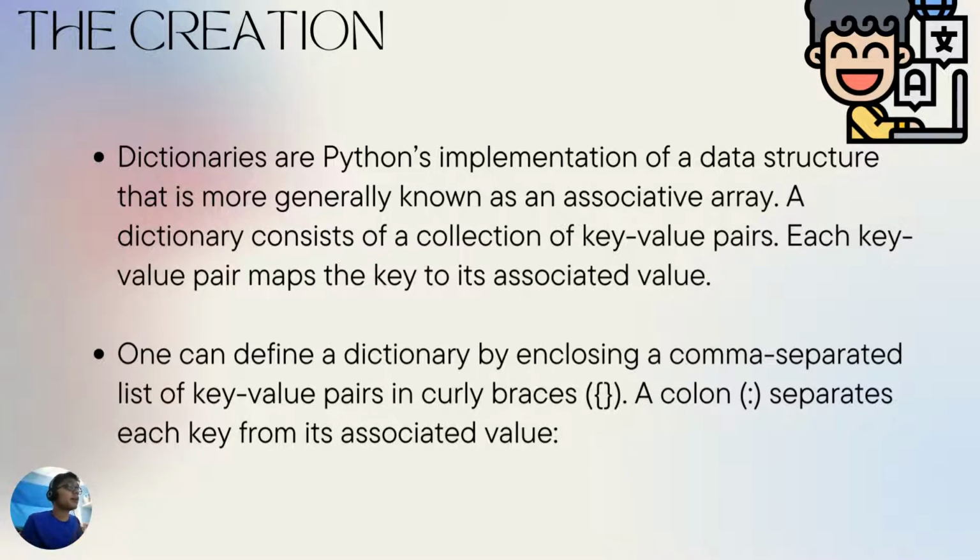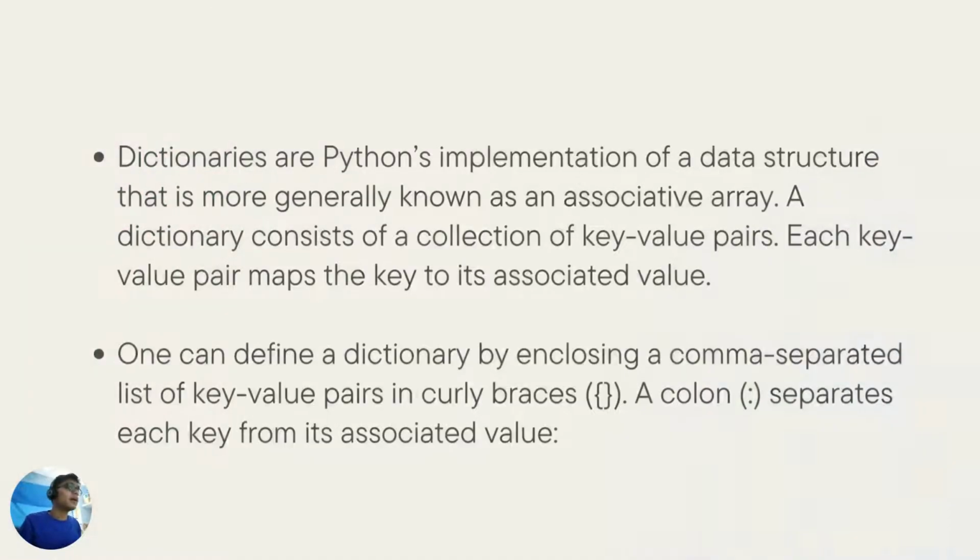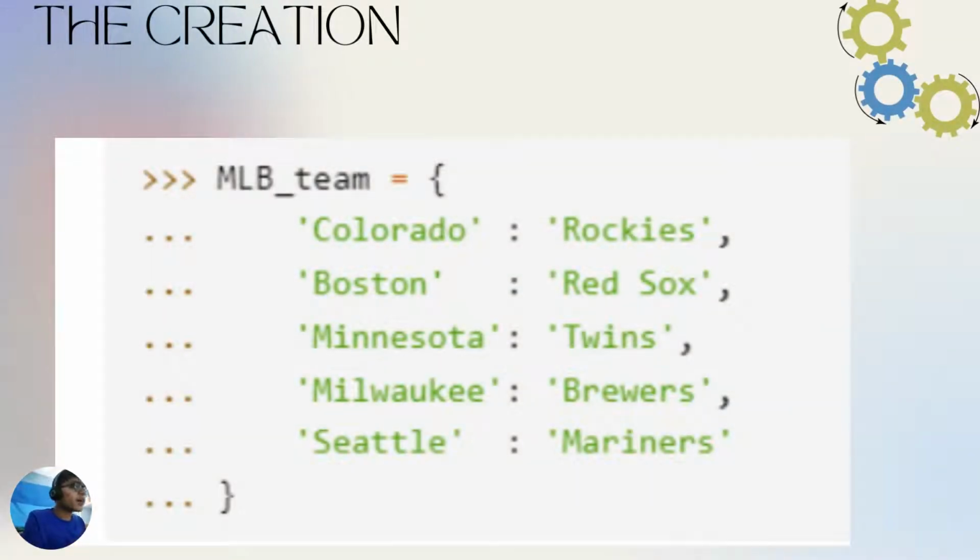One can define a dictionary by enclosing a comma-separated list of key-value pairs in curly braces. A colon separates each key from its associated value. Don't get confused. The next slide will show you the picture so we can understand it better. As you can see, the whole key value pairs are enclosed in curly braces, and the key and the value are separated by a colon, and each key value pair is separated by a comma.